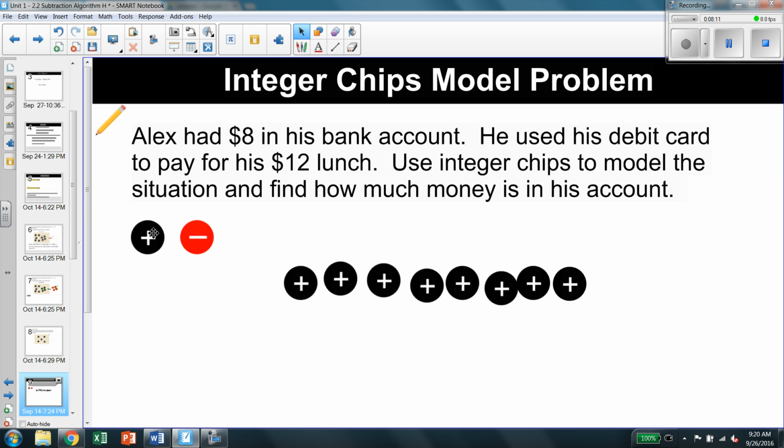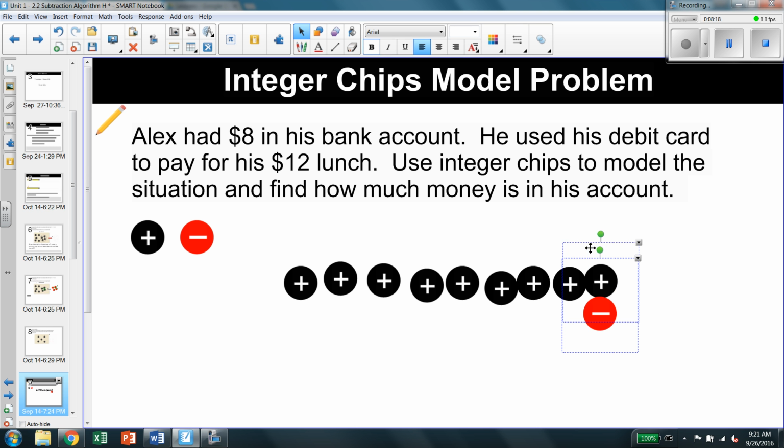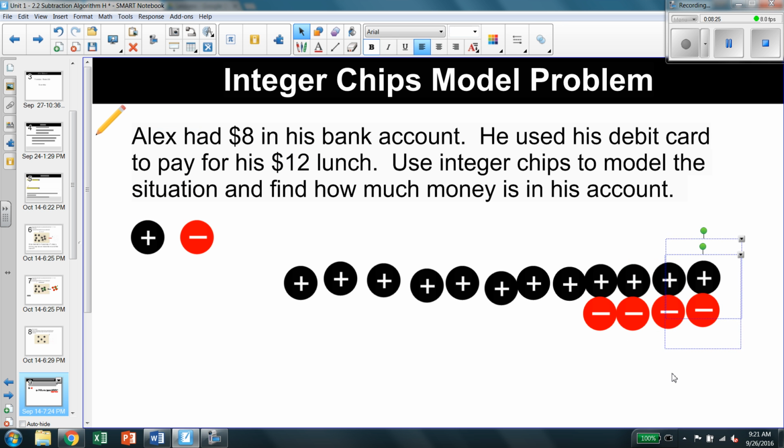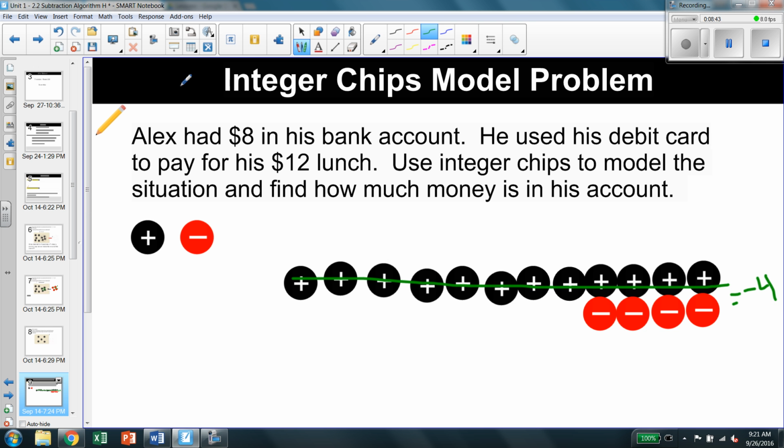So what can we do? We can use 0 pairs. I can use a 0 pair here, and we can bring out another one, and another one, and another one, and now we have 12 that we can take away, right? So we could take away these 12, and what are we left with? Right here, negative 4. We'd have negative 4 left over. Is that the only way? No, that's definitely not the only way.